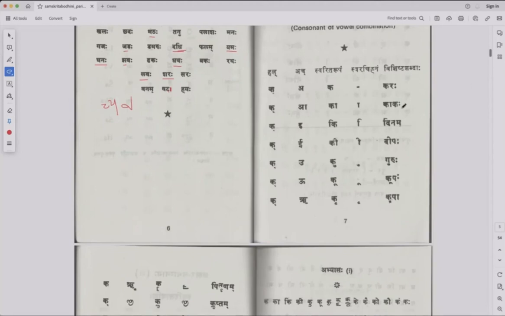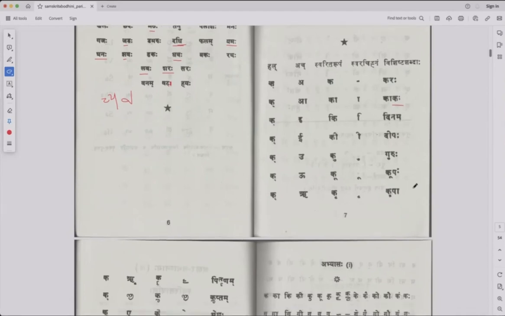Okay, got it. Karaha, hand. Akaha, crow. Dinam, day. Deepaha, light. Kupaha is well. Krupa, is that Krupa? Kripa. Okay, it doesn't matter. However you pronounce, however you're used to, it's fine. Kripa, yeah, compassion.